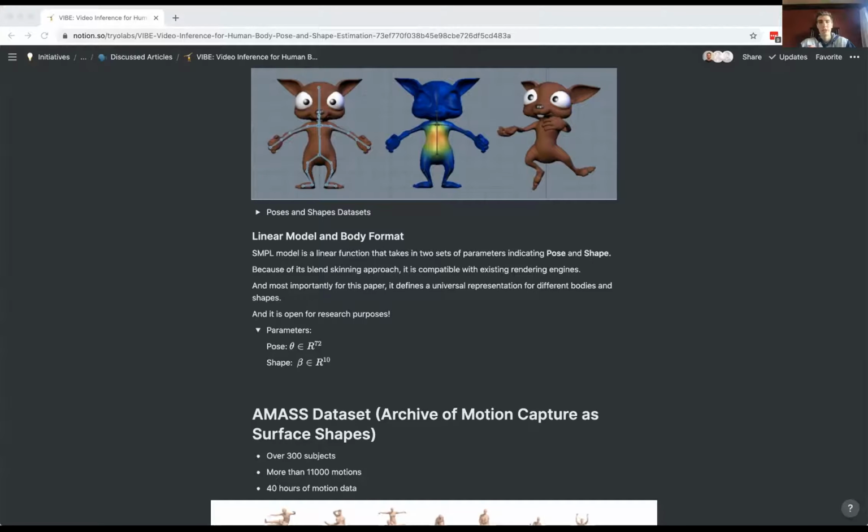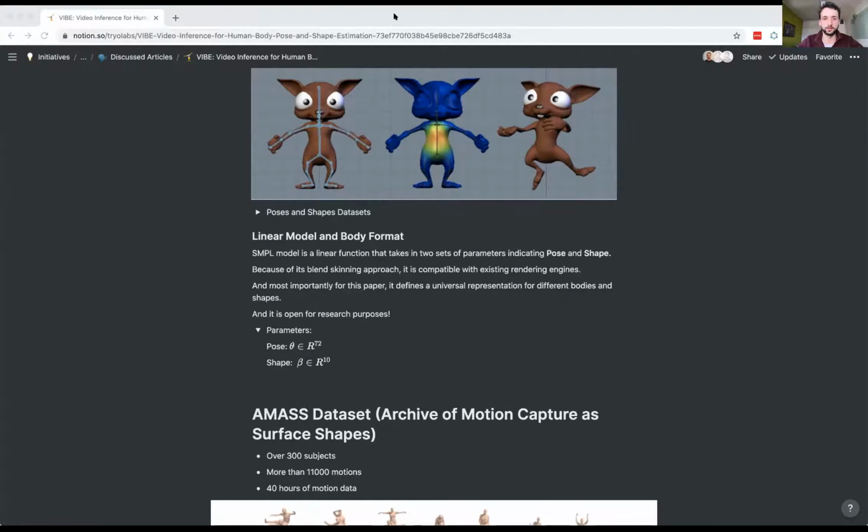So that 10-dimensional embedding sort of gives information on how the shape should be twisted or changed. Yeah. So how much you want to move the vertices from the mean to your final pose, your final shape. Okay.